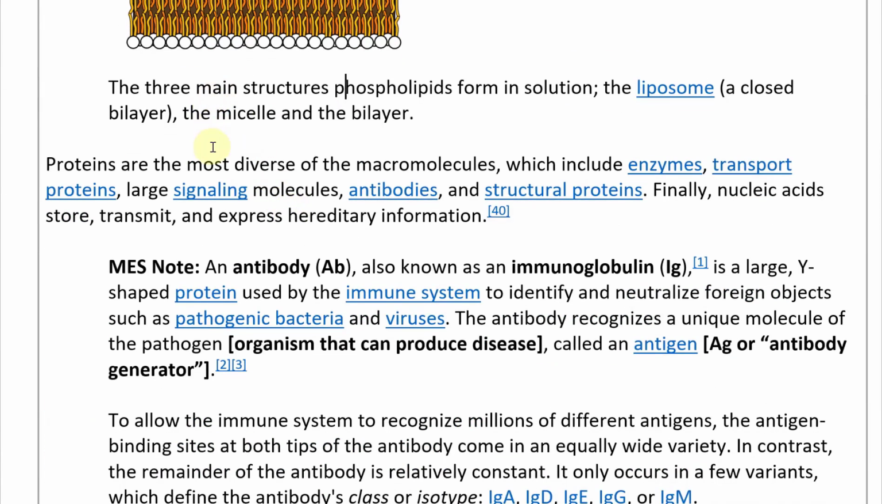So going further, proteins are the most diverse of the macromolecules, which include enzymes, and then transport proteins, large signaling molecules, antibodies, and structural proteins. Finally, nucleic acids store, transmit, and express hereditary information. And here's my note on antibodies. So right here, the proteins are the most diverse, which include antibodies.